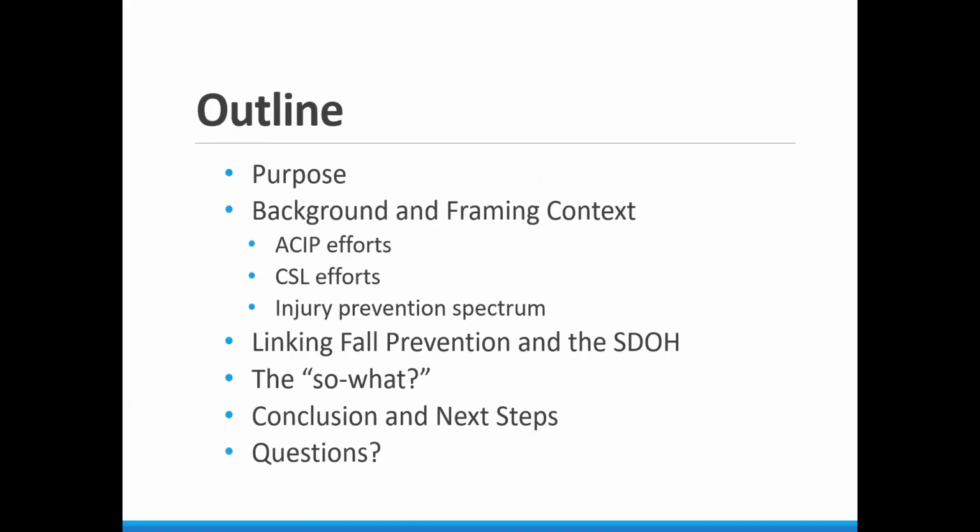In today's presentation, we will go through the purpose, background and framing context, including efforts by both Child Safety Link and ACIP in fall prevention work. We're going to look at the injury prevention spectrum. We're going to link fall prevention and the social determinants of health. We're going to do the so what slides, conclusions and next steps, and if anyone has any questions.